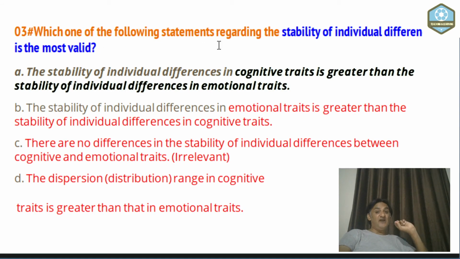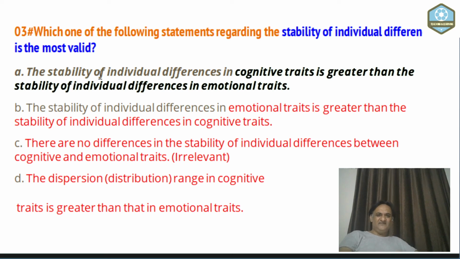Which one of the following statements regarding the stability of individual differences is the most valid? Stability. How stable I am. And what things make me different from others. This is the one: individual difference. Difference between two persons, between individuals. How are we going to make the difference? Definitely, if I want to differentiate myself from others, I will check the personality, right? Appearance. The second thing, I will check the intellectuality. This is what makes the difference.